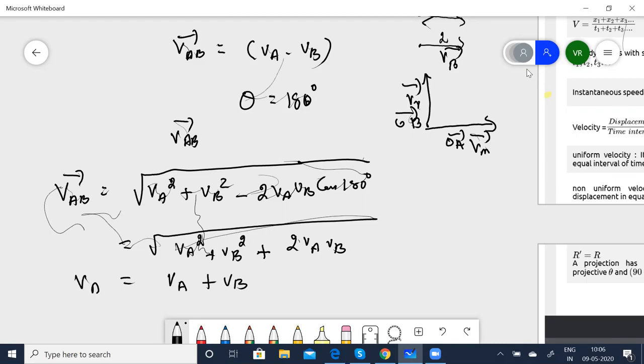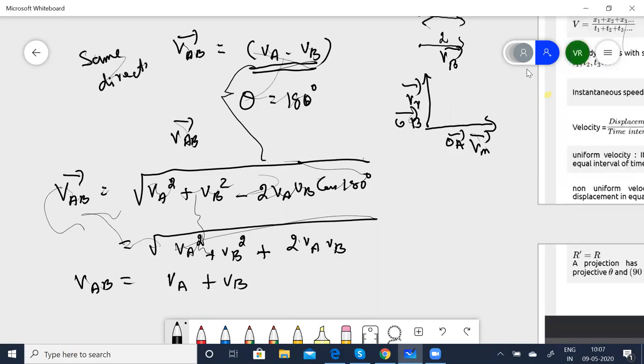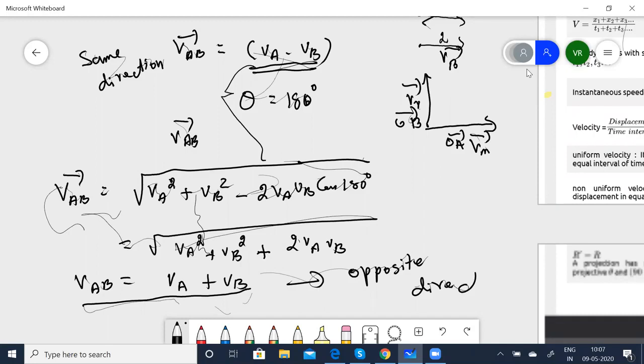So VAB. You can simply remember it this way: when the bodies are moving along a parallel straight line in the same direction, it is going to be VA minus VB. Okay, this is for same direction, remember. And when they are going in the opposite direction, then it is going to be VA plus VB. This is for opposite direction. So remember these formulas.